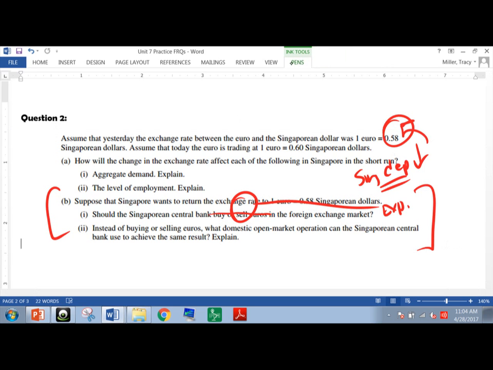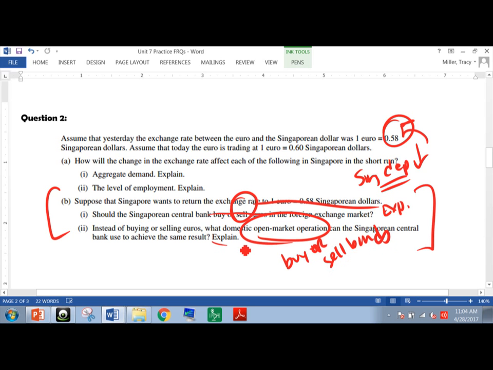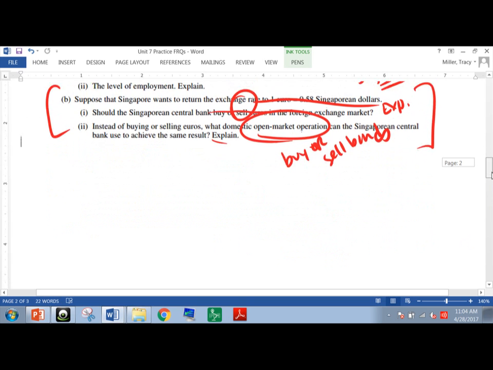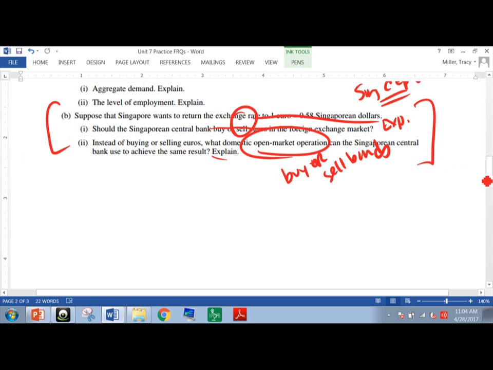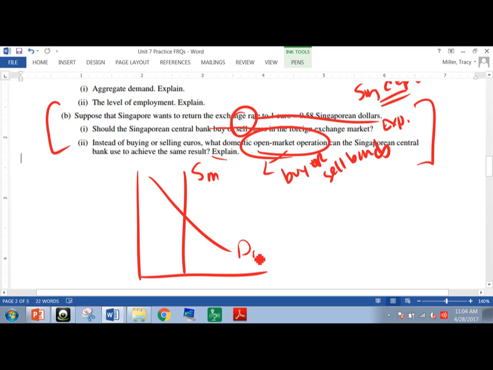Again, capitalizing on your knowledge of monetary policy and recognizing that open market operation can only mean buy or sell bonds. We also have a 50-50 chance, but we have to explain. So again, I want the Singaporean dollar to become more scarce to make it more valuable. And the only graph that we can show an open market operation is the money market graph. So you got your nominal interest rates, you got your quantity of money, demand for money.